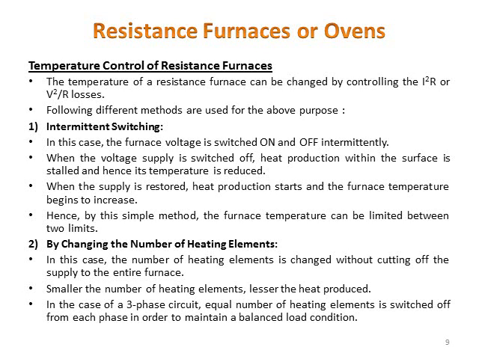First type of heat control is the intermittent switching. In this case, the furnace voltage is switched on and off intermittently. When the voltage supply is switched off, heat production within the furnace is stalled and hence the temperature is reduced. When the supply is restored, heat production starts and the furnace temperature begins to increase. Hence, by this simple method, the furnace temperature can be limited between the two limits.